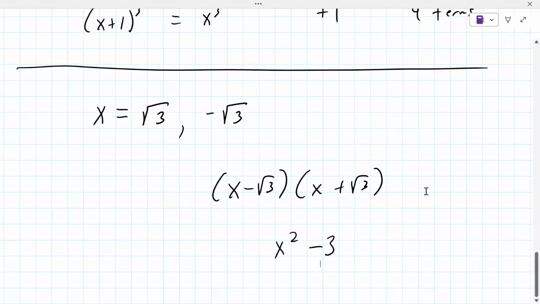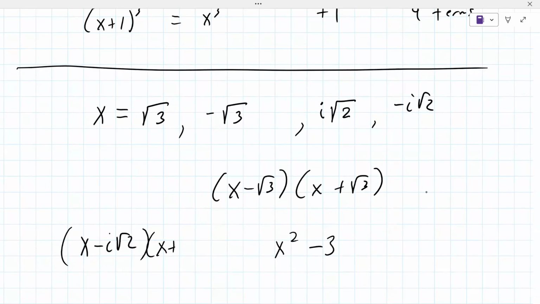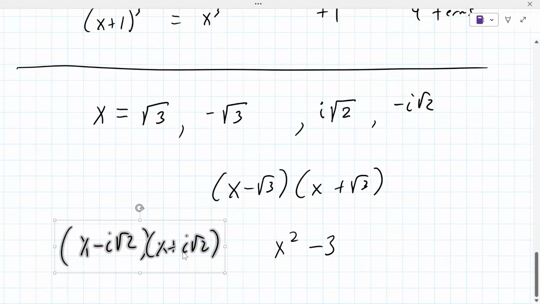Is that okay? Now let's pair it up with, we'll make this a little bit weird, I square root 2. What does that go with? That would go with x minus I square root 2 and x plus I square root 2. So let's have you try to FOIL that, reduce that.